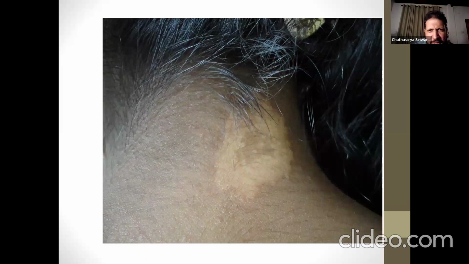So here are some more pictures, well demarcated. You note it doesn't go into the scalp because the hair acts as an insulation and it's warm. And the good vascular supply makes a higher temperature. So usually you don't get leprosy in the scalp.